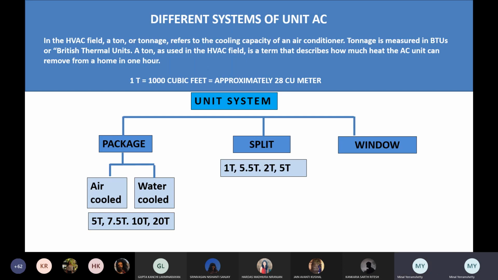Okay, so we go back here. So let's study the window unit first. Window unit is what you get in a market. आप बाजार में जाओ, एक बक्सा घर पे लेके आओ, एक कारपेंटर को बुलाओ, विंडो में फिट करो, and your AC is on. ठीक है? You put on a switch and your AC is on.